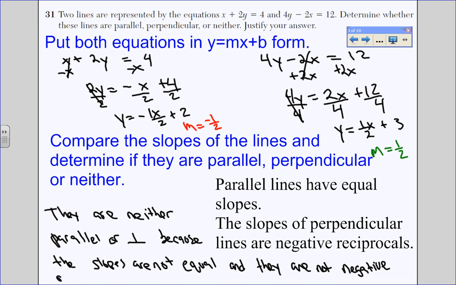Negative reciprocals. I'm probably going to spell this wrong. If I do, please forgive me. They are not negative reciprocals of each other.